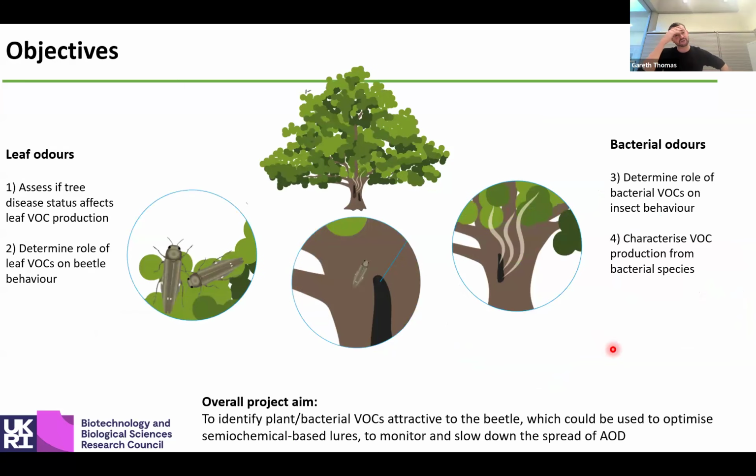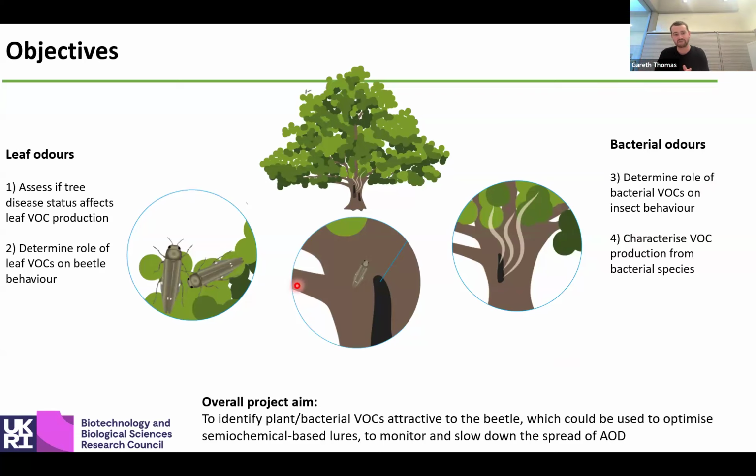So the objectives of this talk: I know the talk title mentioned bacterial odours, but we're going to talk a little bit about leaf odours at the start as well, with the focus mainly on bacterial odours. First, we want to establish if the presence of acute oak decline can cause changes to the smell of oak trees, and then see if the beetles can detect this change in smell. In the second half of the talk, which will probably be the main part, we're seeing if the bacteria which cause acute oak decline produce any volatiles, and whether these have a role in the behaviour of the beetle.